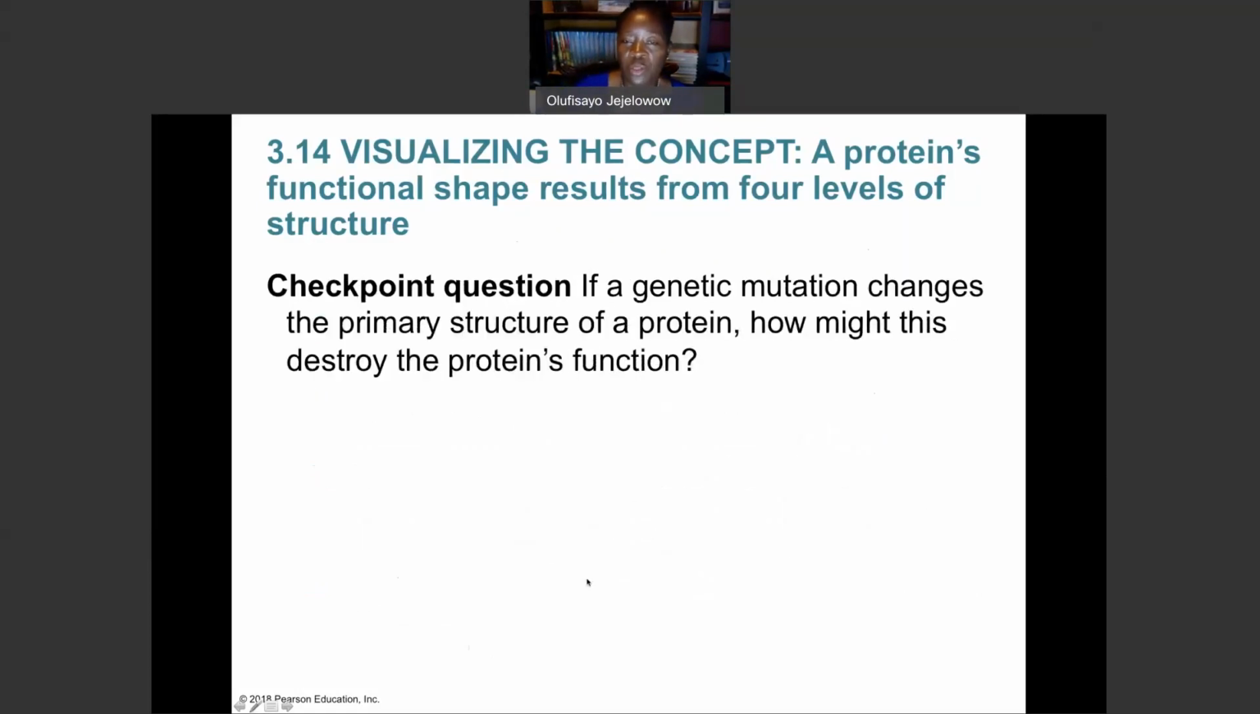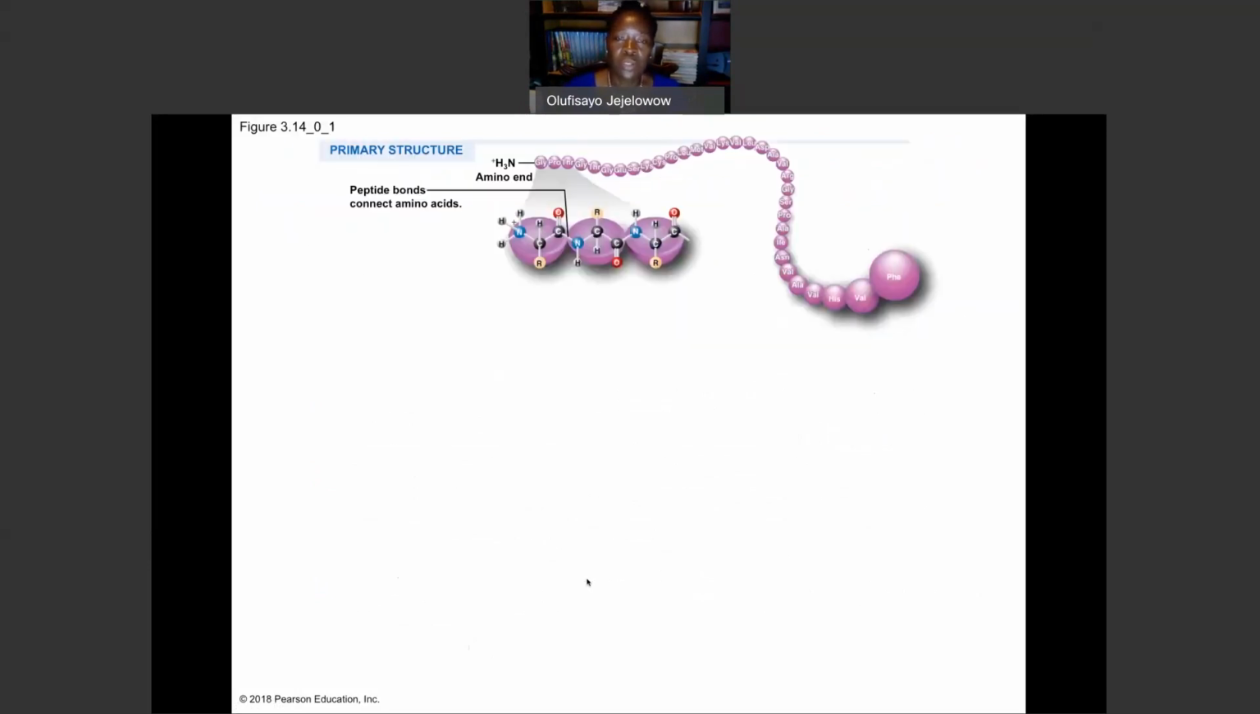So remember your checkpoint question. If a genetic mutation changes the primary structure of the protein, how might it destroy the protein's function? So this is still the primary structure of protein. Peptide bond 1, peptide bond 2. In that way, glycine bonded to proline, to tyrosine, to glycine, tyrosine, glycine, and so on and so forth. And you have all the cysteine, proline, leucine, valine, lysine, and you have all this long chain of polypeptide, primary structure.